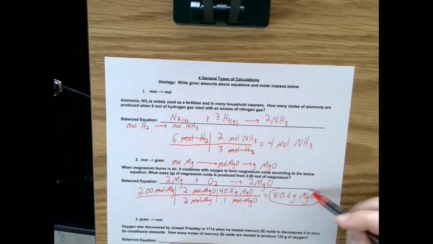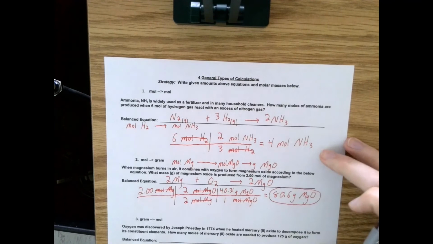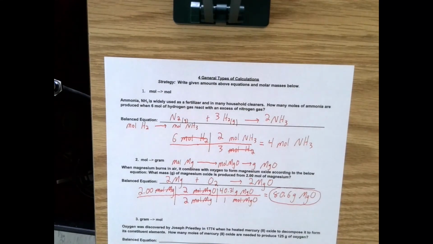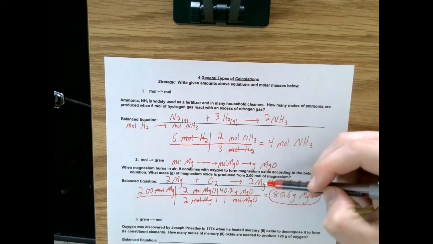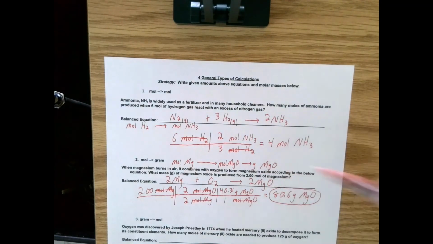So you cannot write 80.6 grams and be correct. It's 80.6 grams of MgO. You have to tell me what you have 80.6 grams of. Okay? So that still involves starting off with moles. So we're not quite where we want to be yet, but we're heading in the right direction of producing some very useful calculations to us.